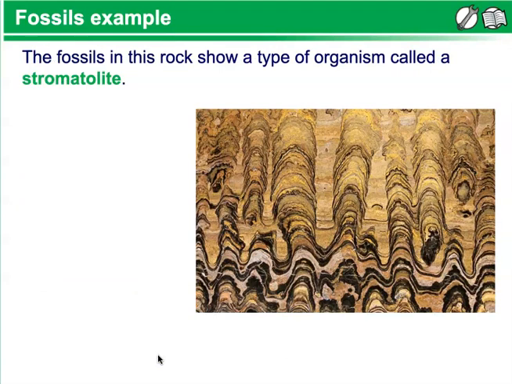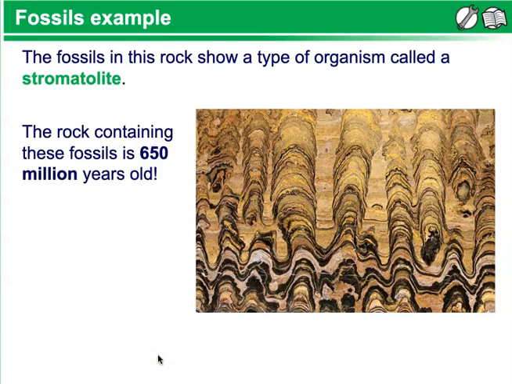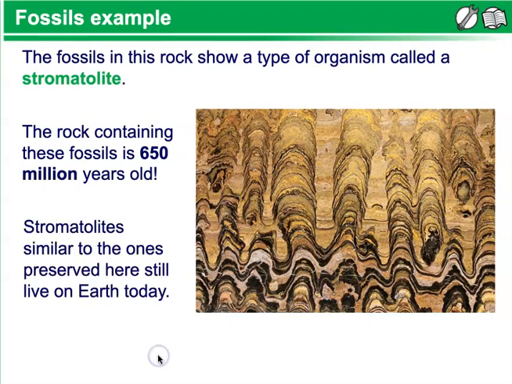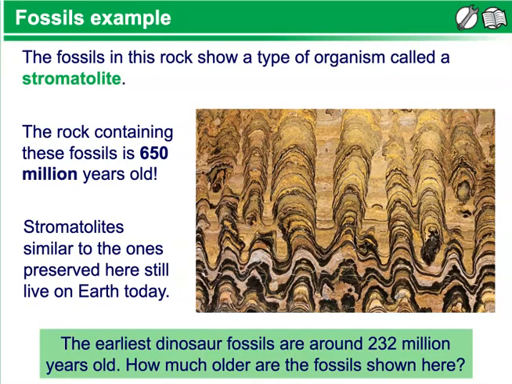Fossils example. The fossils in the rock shown are a type of organism called a stromatolite. The rock containing these fossils is estimated at 650 million years old. Stromatolites, similar to the ones preserved here, still live on Earth today. The earliest dinosaur fossils are estimated at around 232 million years old. How much older are the fossils shown in this image?